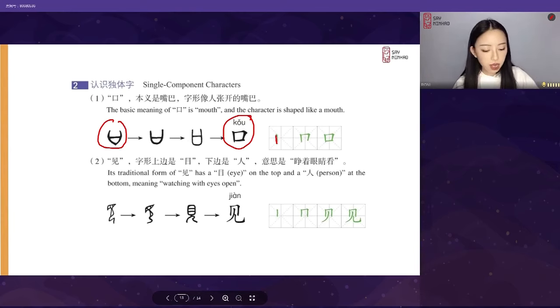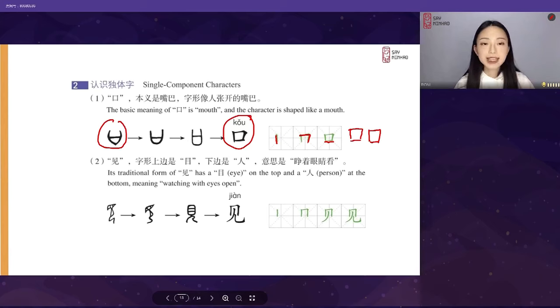First, it is a short vertical, and then a horizontal turning, 横折, and then a horizontal to close it. Now try to write it with me. A vertical, a horizontal turning, and then a horizontal. This is 口, which means mouth.